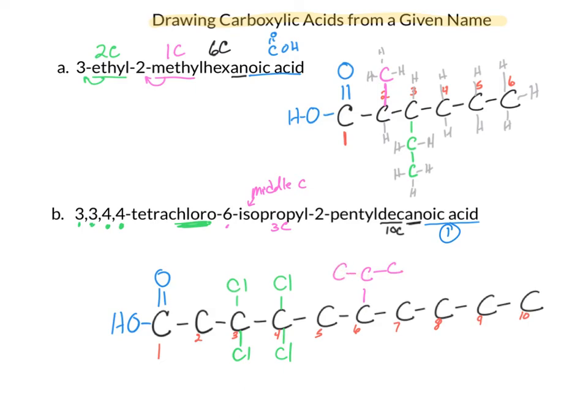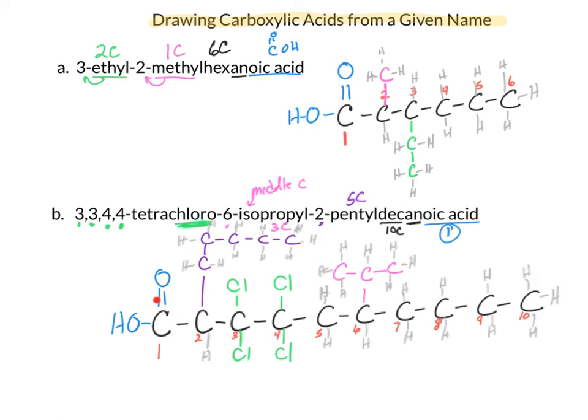Next we go to carbon 2, and we're going to put in a 5-carbon chain. That is a pentyl group. So we now have our carbon skeleton. The next step is to add our hydrogens in, and we're going to make sure that every carbon has 4 bonds to it, and that the oxygens each have 2. The hydrogens and the halogens should each have 1. And there's our structure, 3,3,4,4 tetrachloro 6-isopropyl 2-pentyldecanoic acid. Can you believe you can draw something like that?